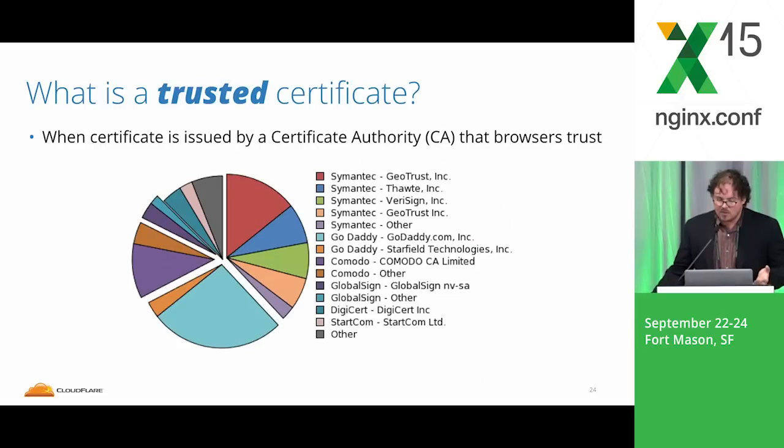So what makes a certificate trusted? Well, this is a breakdown of all the certificates on the internet right now, who most of them are signed by. There are some common names in here. Symantec has bought several of these certificate authorities, including GeoTrust, VeriSign, and others. GoDaddy has one, Comodo, GlobalSign, DigiCert. These are all big companies that are trusted, and most importantly, their certificates are trusted by browsers.